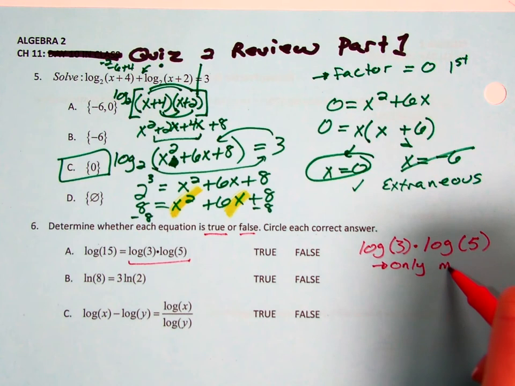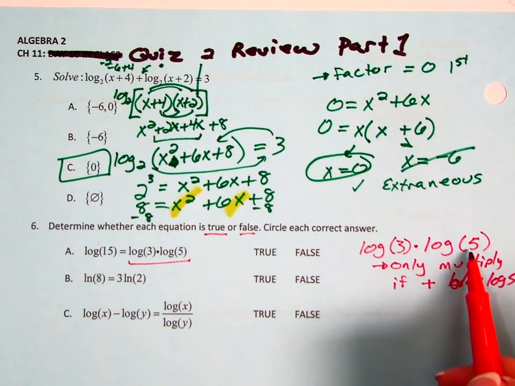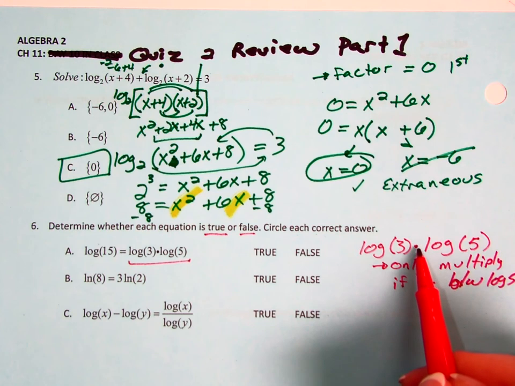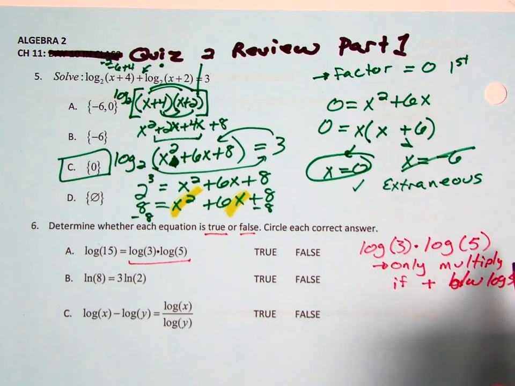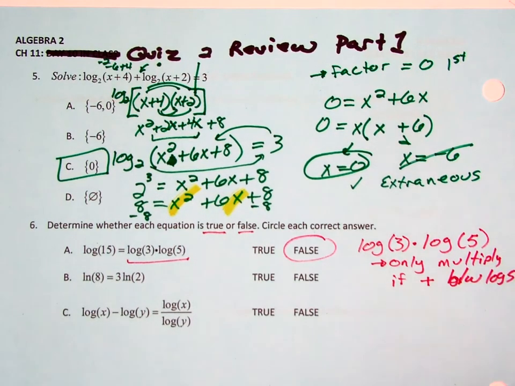Only multiply if there's addition out or between the logs. So if this had said log of 3 plus log of 5, then yes, we multiply, because adding logs means multiplying. But if it's multiplication, there's really nothing we can do with it because there's not a rule for it. So you can't combine these, which means that this is false.